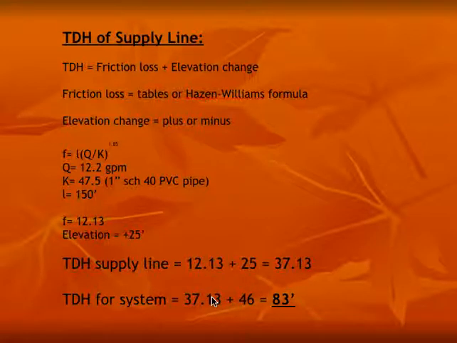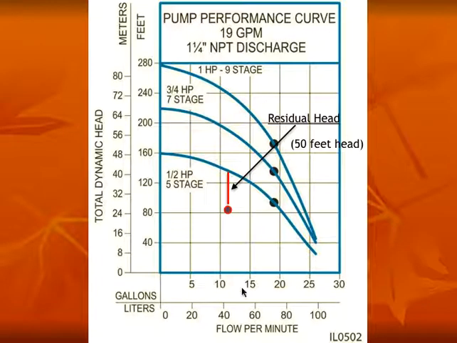If I wanted to find out my total TDH for the entire system, this would be my friction loss and head loss through the supply line, and this 46 feet of head is the requirement at the drip field itself. So the total requirement, the total TDH for the system, is 83 feet of head. Now if we compare that on our pump curve, at 12 gallons a minute at 83 feet of head, we still have a residual of about 50 feet. So the system designed with the number of laterals, the length of laterals, the inlet pressure, and minimum flows, we have more than enough pump capability to run this system.